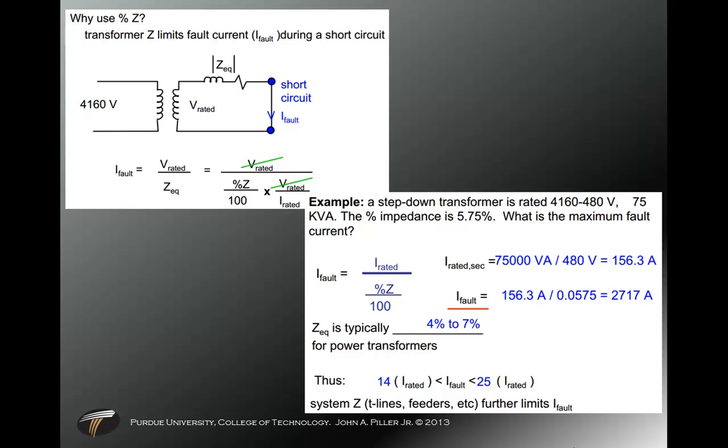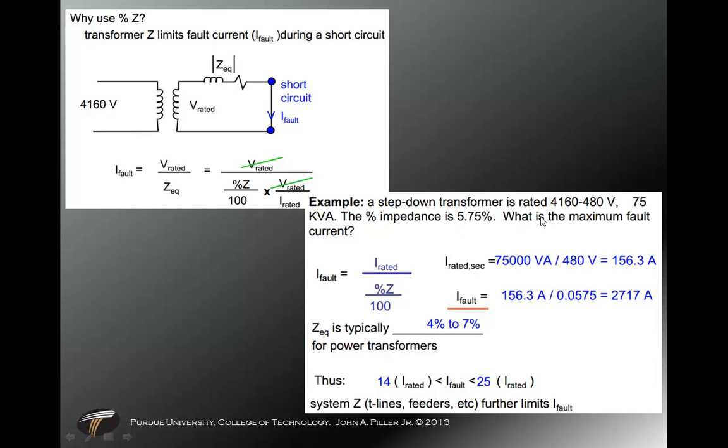So why use percent impedance? Well, transformer Z's limit fault current during a short circuit. Basically what happens is, if for whatever reason on the customer side of the transformer there becomes a short circuit, the impedance of the transformer limits that current. And here, that's a good thing. That helps you size fusing and whatnot.